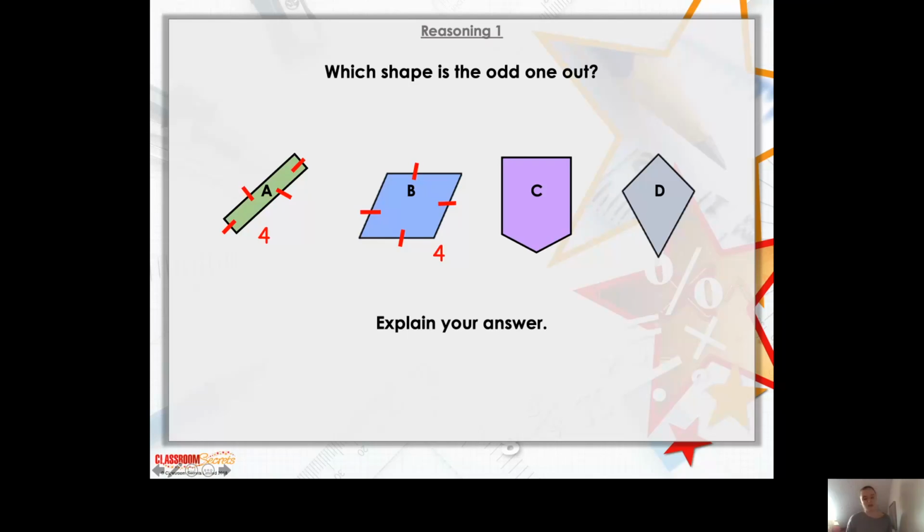It has 4 sides. So now I would like you to have a look at shape C and shape D. How many sides do each of these shapes have? Pause the video now and have a go.